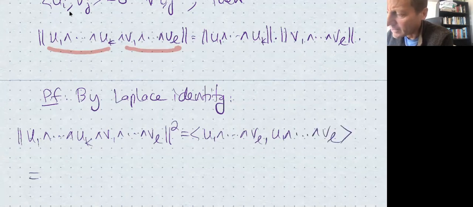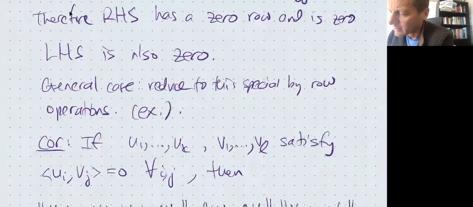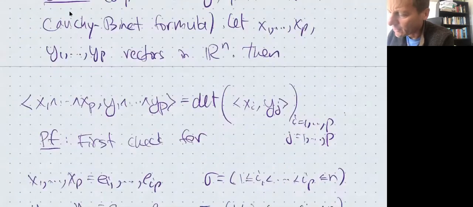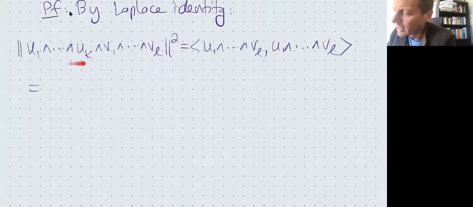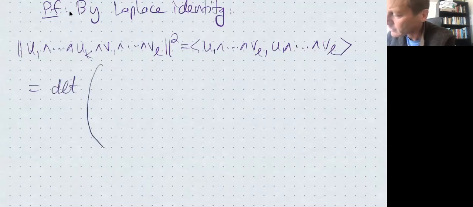So Laplace identity says that this inner product is some kind of a determinant of, and I have to take each one of the individual guys here and multiply it by each one of the individual guys here and form a matrix. So in our case, we have K plus L elements. So this is going to be a K plus L times K plus L matrix, and it's going to look like this.